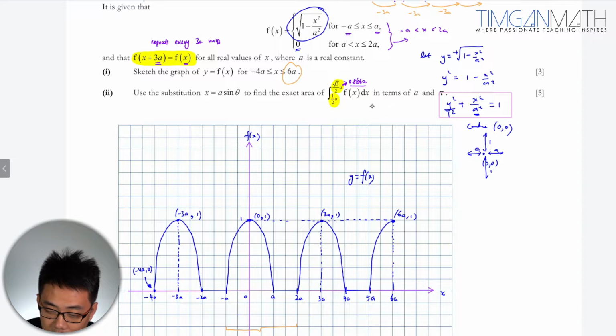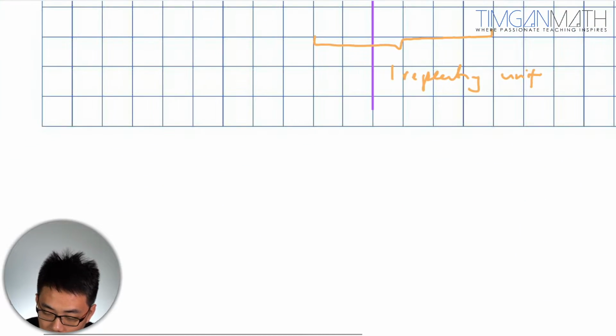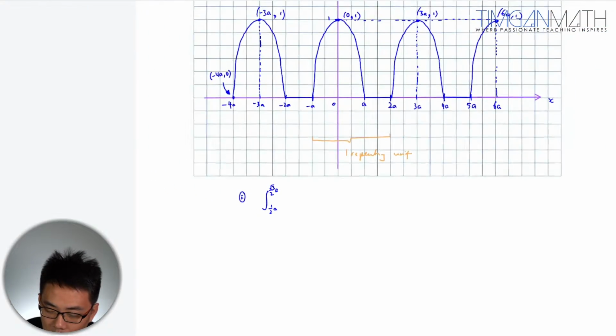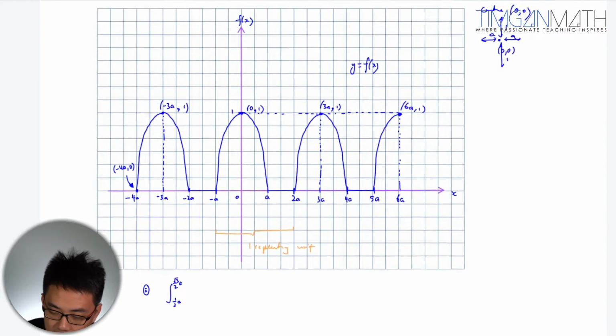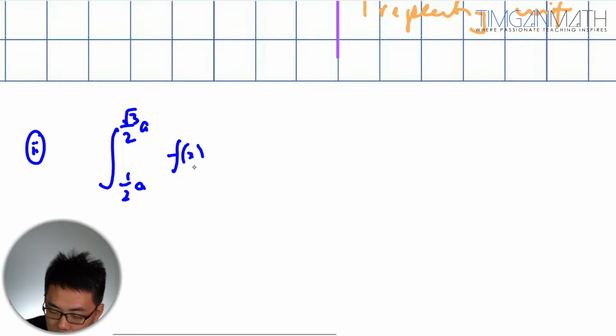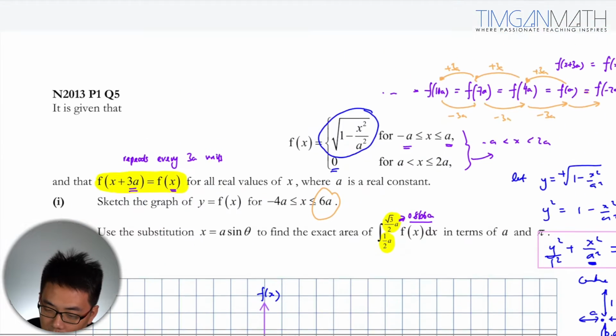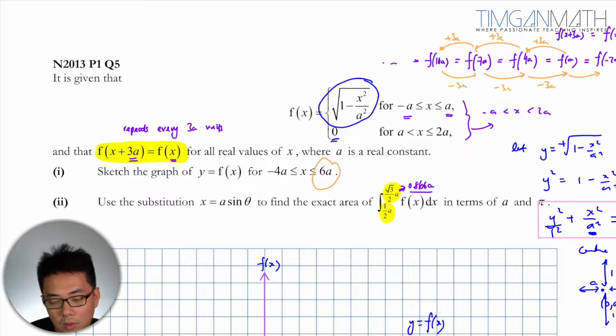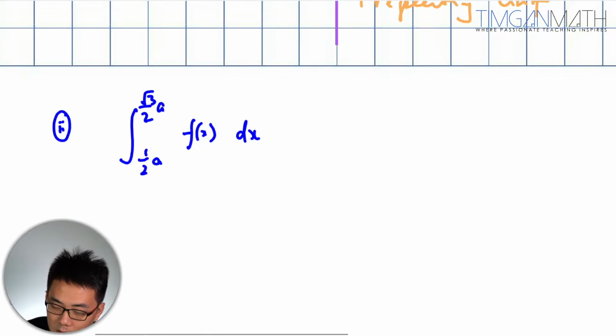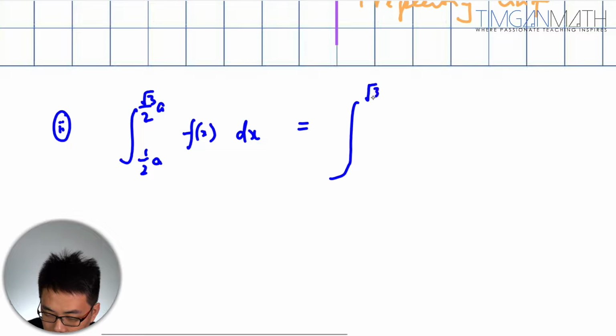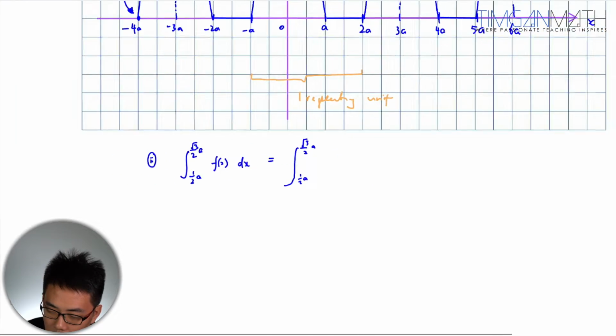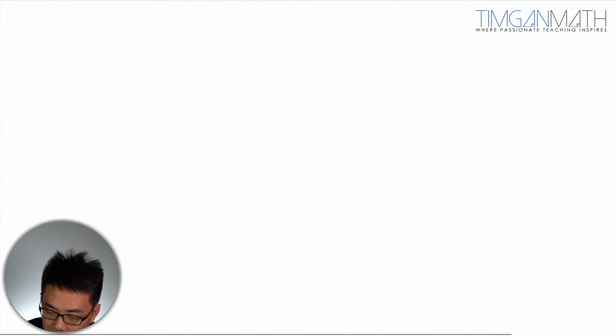So in terms of a and pi, use a substitution. So I'm just gonna do part 2, half a to root 3 over 2a. And after which we're gonna just use f(x) dx. Okay, f(x) is root of 1 minus x squared over a squared, from half a, 1 minus x squared.